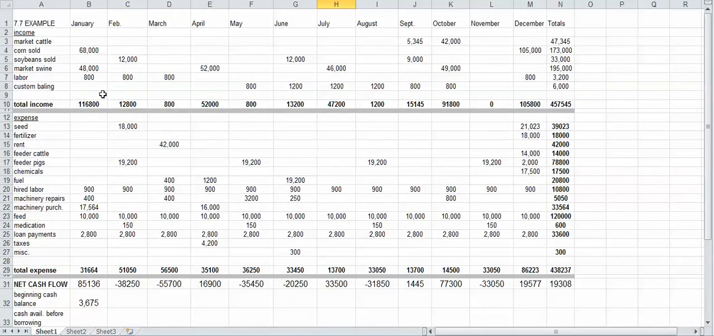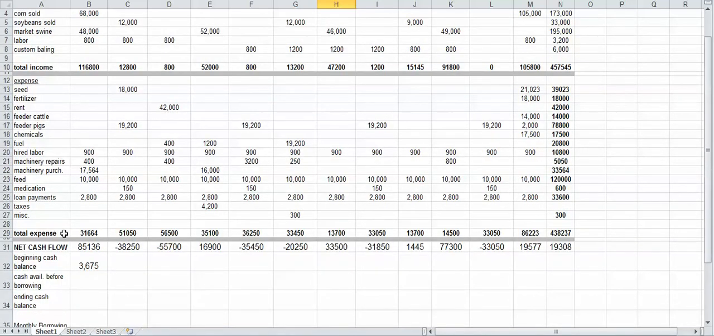If we review here just a second, you can see that this particular farm has market cattle, corn, soybeans, market swine, hires out some labor and does some custom baling. Those are the sources of income, and you can see the ups and downs throughout the year. Pretty typical of a farming operation. Months of high income, months of low income. Expenses are the same way. We have some months with larger expenses, some months with lower expenses.